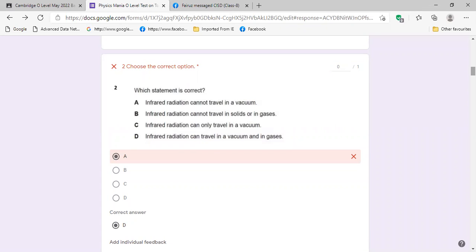It can go. Okay, now, infrared radiation can only travel in a vacuum. Is it correct? Only travel? Infrared radiation or heat can travel in vacuum, in solid, in gases, in liquid, right? Everywhere it can pass through, isn't it?